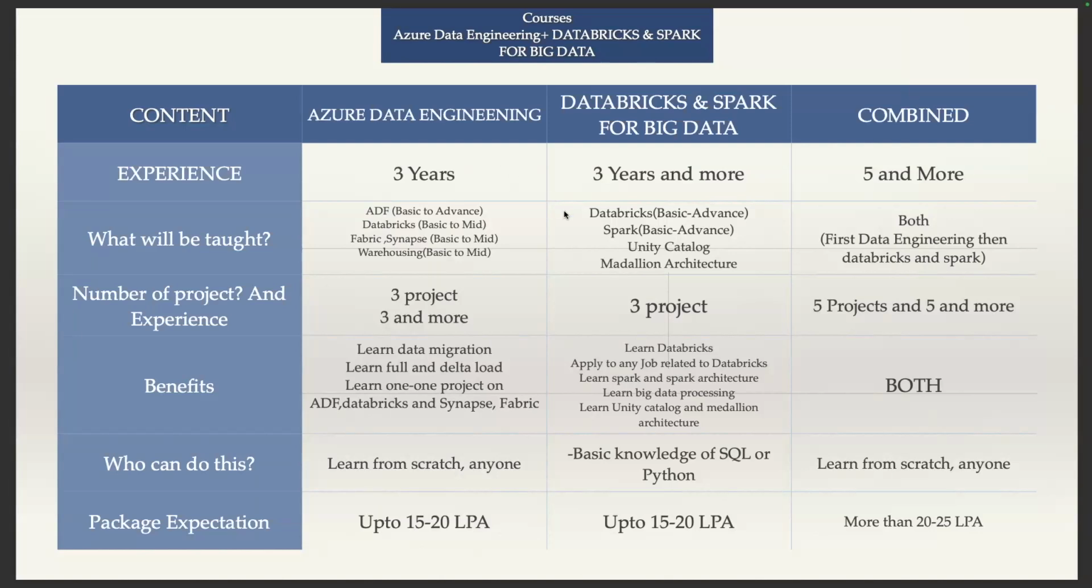Combination as in both courses, right? So we have 2 courses, data engineering and Databricks. You take the combined course, you learn both courses. So either you take this or you take the data engineering one. If your salary expectation is more than 20 LPA, then you take this combined course. If your expectation is less than 20 LPA, you take the Azure Data Engineering course. Okay, thank you. Anybody has another question, guys?